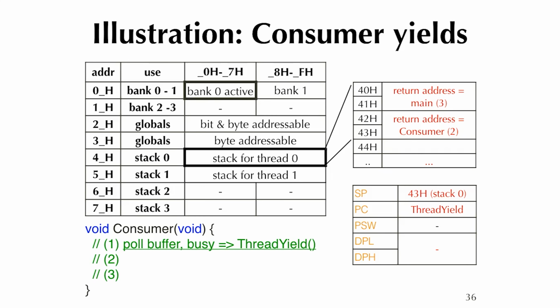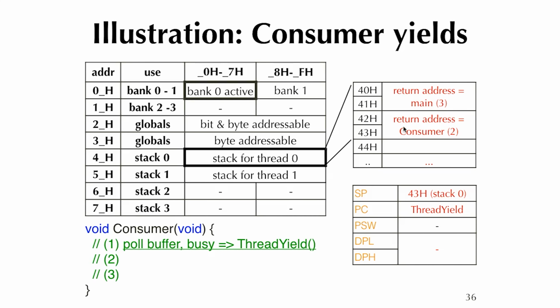So now, while running consumer, what does it have to do? Well, it is running, and it can do polling this, polling that, checking whether there's something to consume. If not, it does a yield. So what does yield do? Well, yield is a function call, right? And so by making a function call to yield, what does it do?